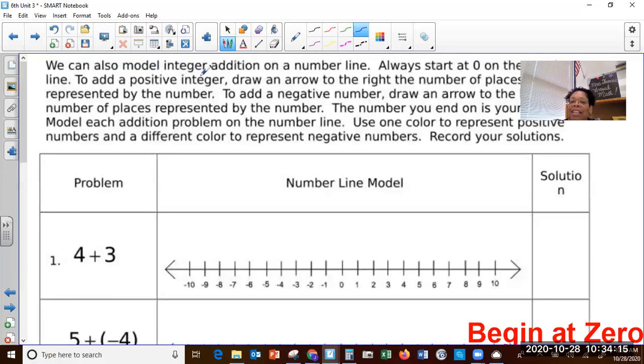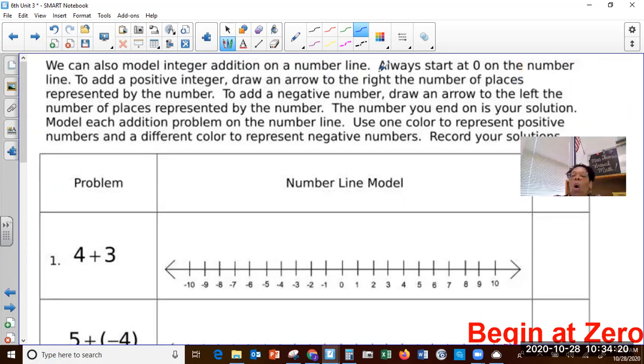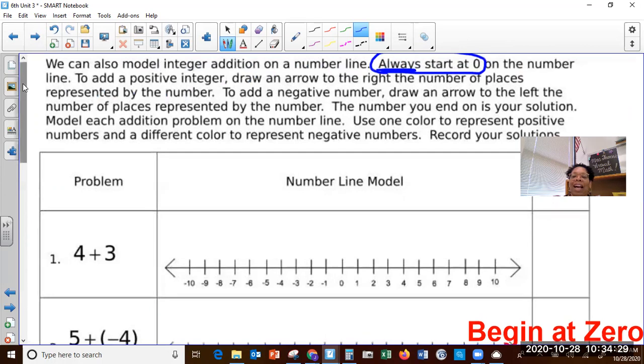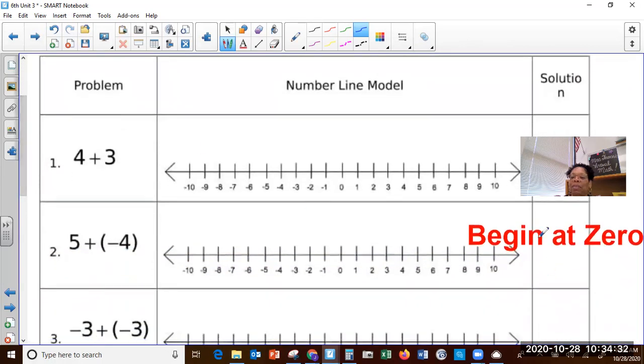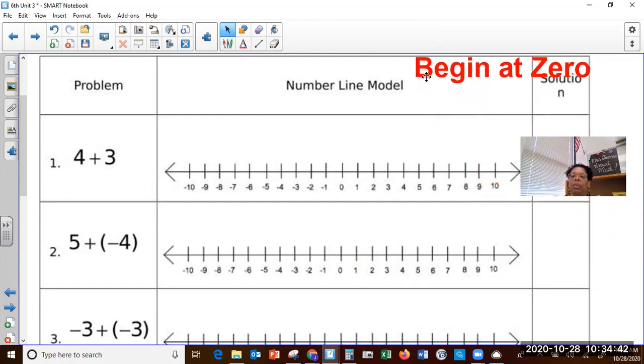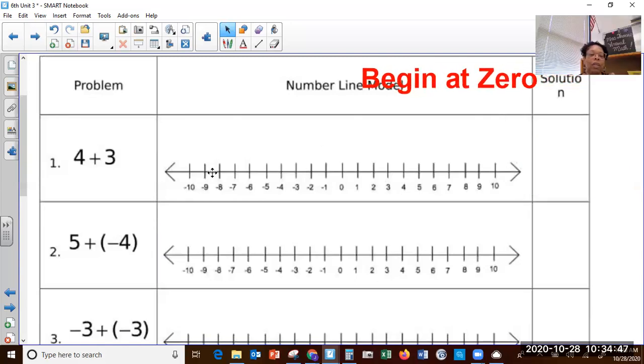Also model integer addition on the number line. Always start at 0 on the number line. So we always start at 0. Remember that. Begin at 0. So we don't want to forget that at all. Begin at 0. So let's look at this first problem.